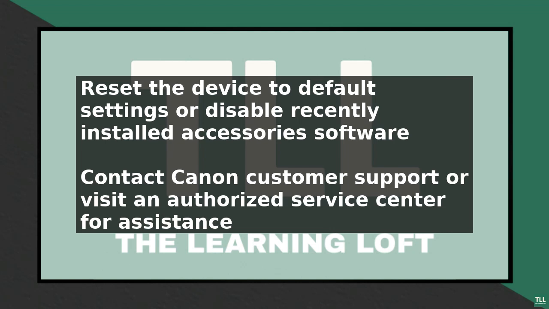By following these steps and taking a systematic approach to troubleshooting, you can effectively resolve Canon error code E000002 2025 and get your device up and running smoothly. Remember to always refer to the device's manual and manufacturer's support resources for specific instructions and guidance.